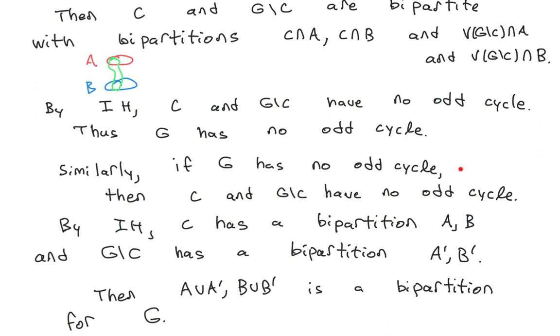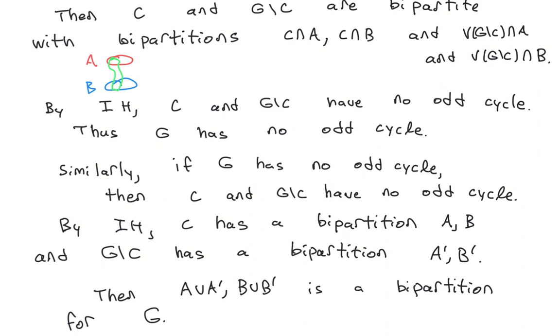Similarly, if G has no odd cycle, then these two subgraphs can't have odd cycles either, because if either of them did, that would also be an odd cycle in G. And so by the inductive hypothesis, C and G take away C are both bipartite graphs, with some bipartitions A, B and A prime, B prime. Then you can check that A union A prime and B union B prime has to be a bipartition for G.